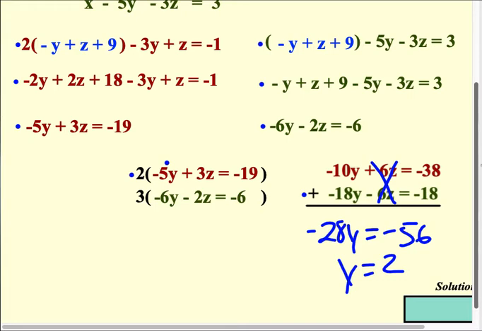So at this point, I have a third of my solution, right? I only got the y value. Now we've got to start back substituting our way through the problem. So I'm going to pick either this or this to plug my y value into. It doesn't really make any difference. I guess I'll go with the green one because the numbers are a little bit smaller.